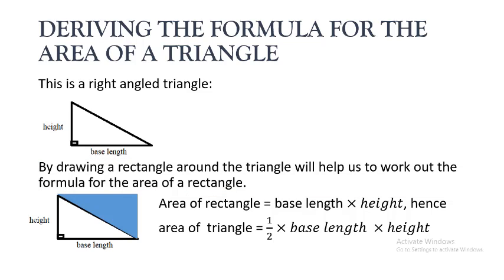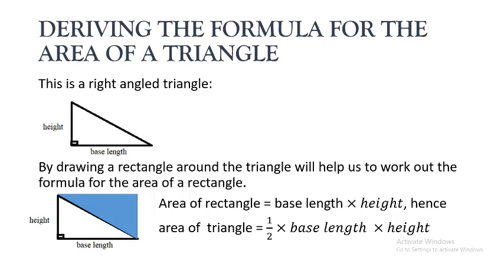Down here you can see that the triangle has been completed. We have completed the triangle to form a rectangle. If we look, we have two triangles there. We know that the area of a rectangle is equal to length times width, or we can say base length times height. That is the formula for the area of a rectangle.